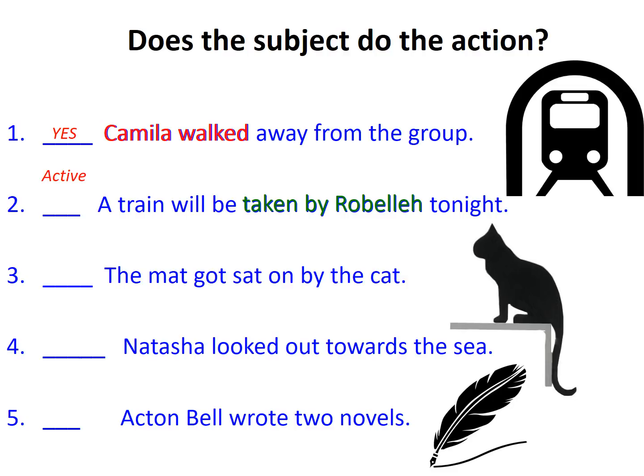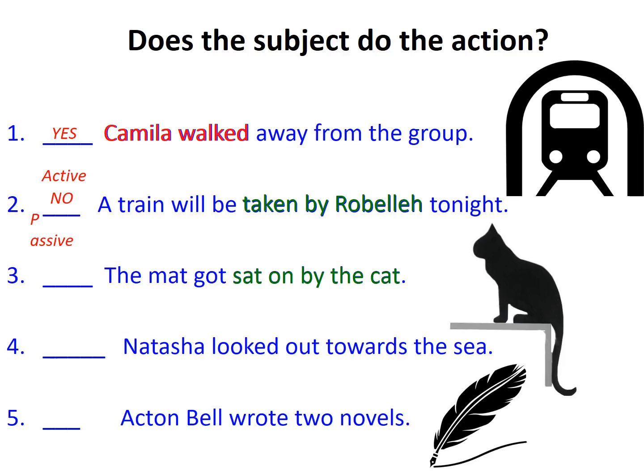With number 3, the mat got sat on by the cat. The subject of the sentence is the mat. Yet the action happens because of the cat. It is the cat who actively sits on the mat. The mat did nothing to get sat on. The object of the sentence is the cat who does this action. So here we are definitely dealing with the passive voice because it is the object that does the action, not the subject.